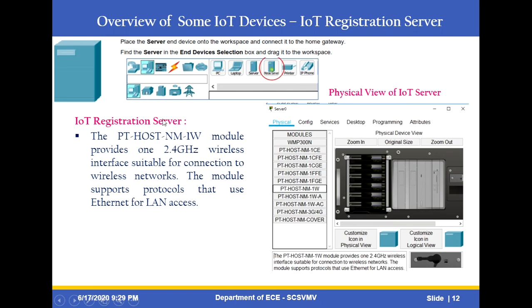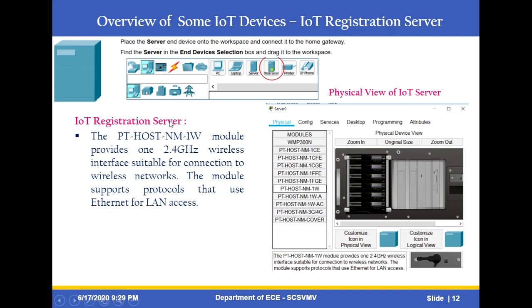So the IoT registration server module. This is also a wireless module. Like the home gateway, it is also available with Ethernet connection and wireless connection. The wireless model option is also there. You can select which models you require. Here also, using the IoT registration server, you can connect via Ethernet cable or wireless connection.